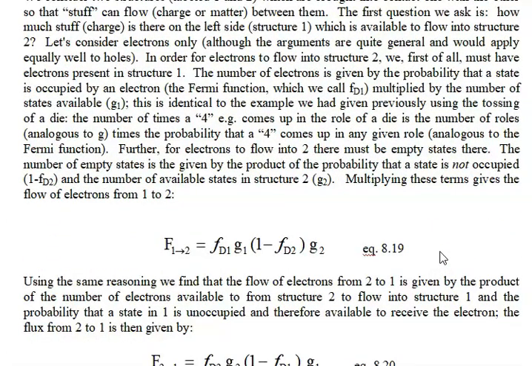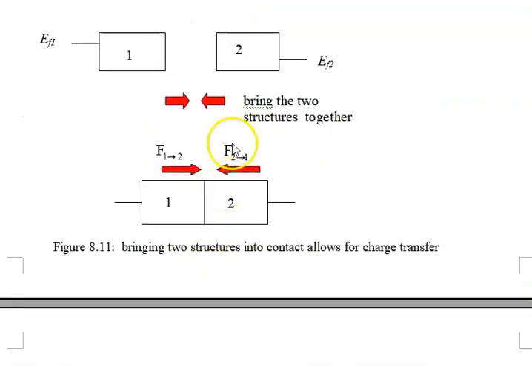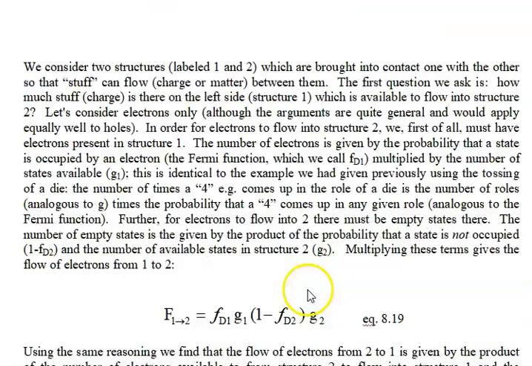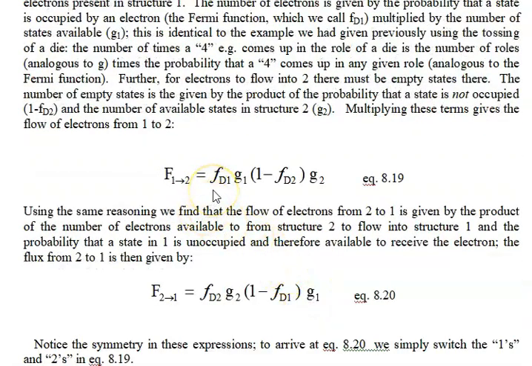So let's look at what happens when we have flow from 1 to 2. We have the Fermi level, or I should say the Fermi function, which tells us the probability for an electron to be in state 1. How many electrons do we have here? That is given by the Fermi function. G is the number of electrons in state 1.